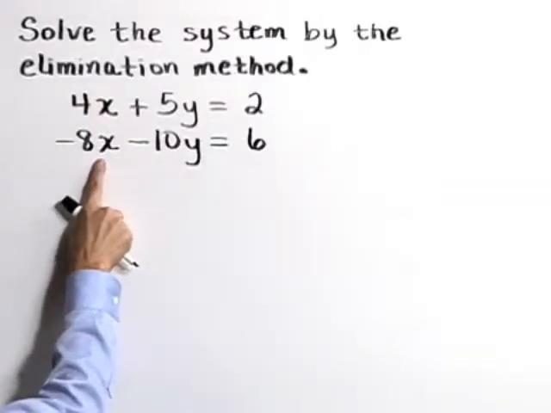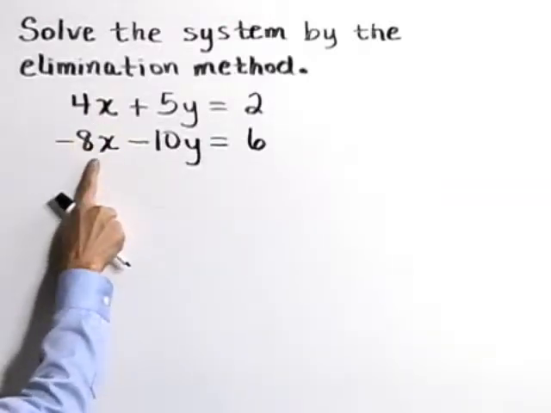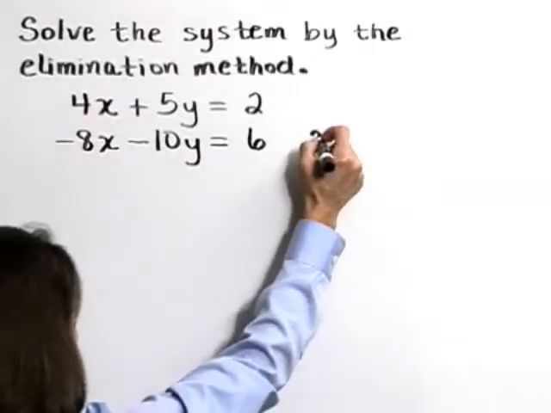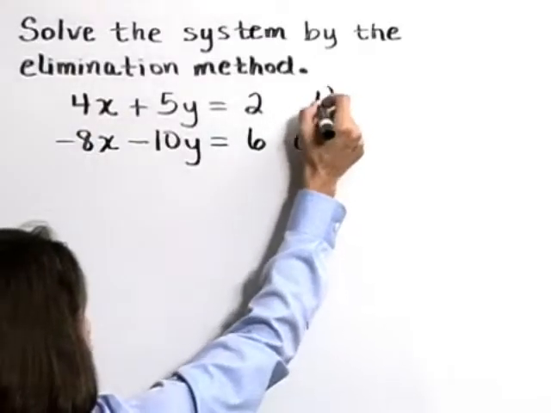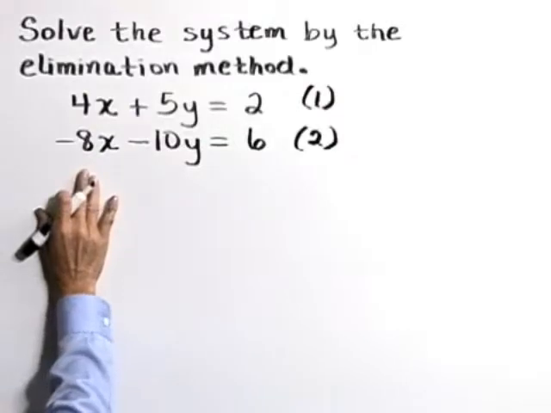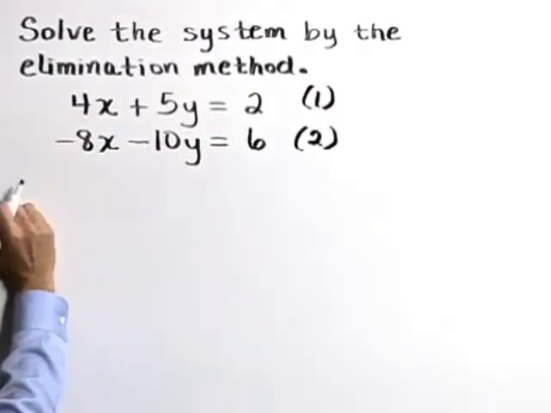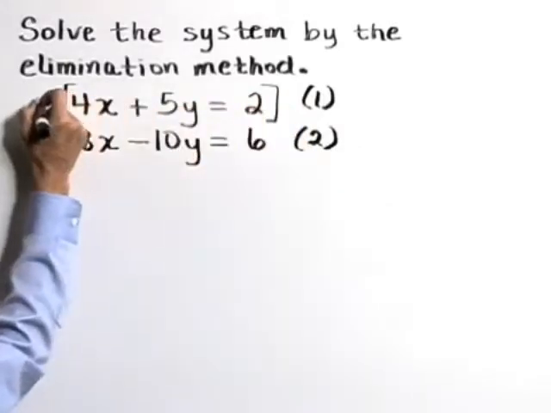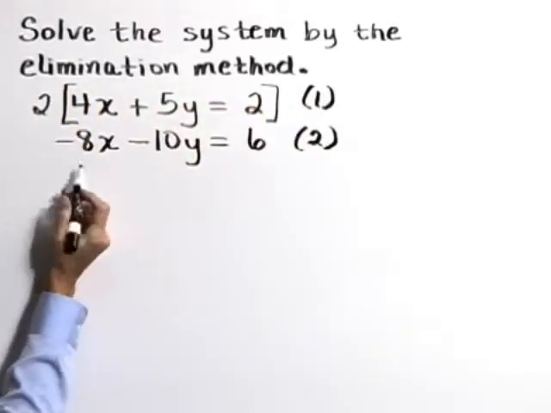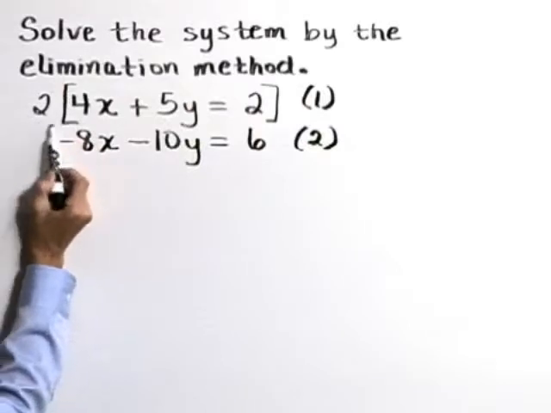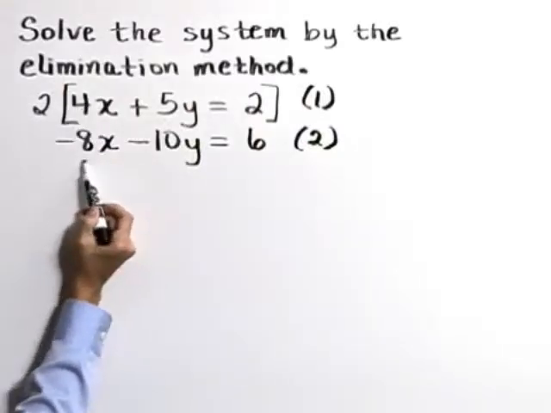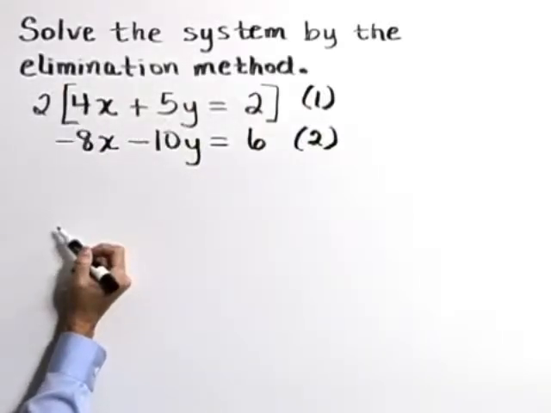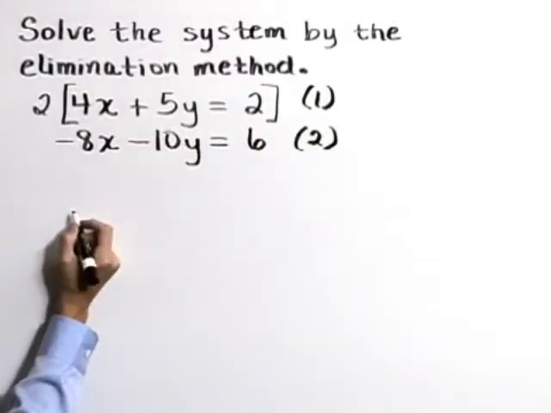We have a negative 8x term in equation number 2, and let's identify these as equations numbers 1 and 2 for ease. If we multiply equation 1 entirely through by a positive 2, that will create a coefficient out in front of a positive 8 and allow those two to cancel out. So let's do that for equation 1.